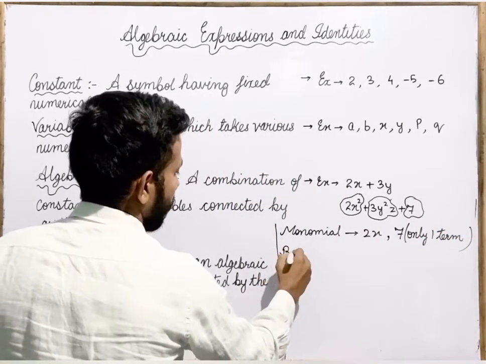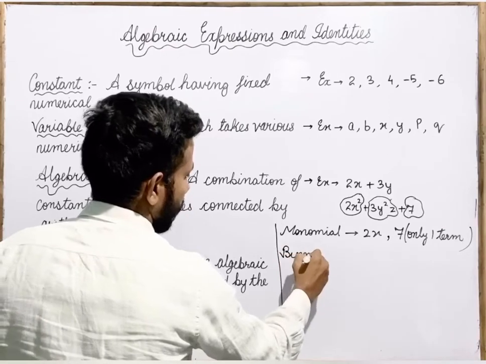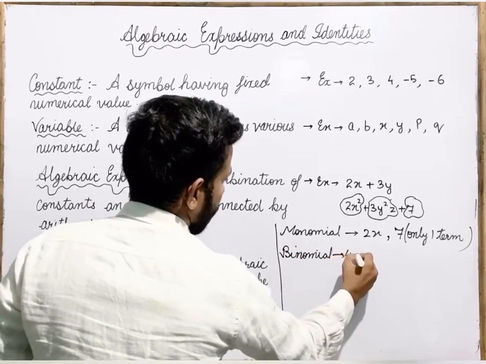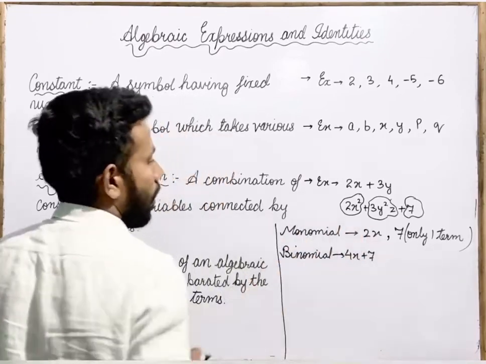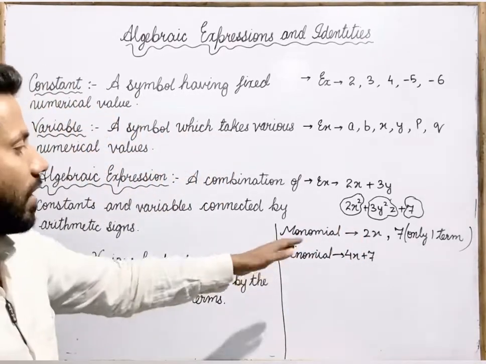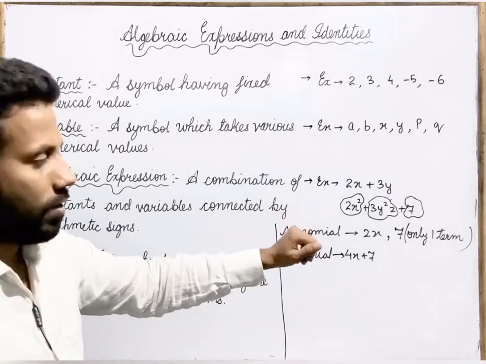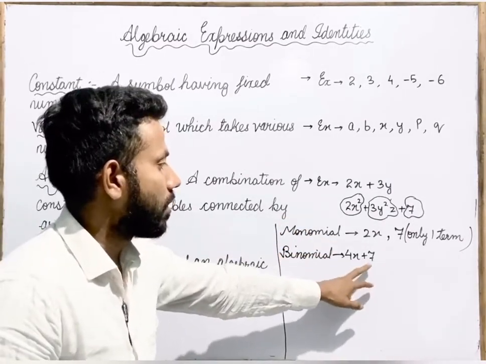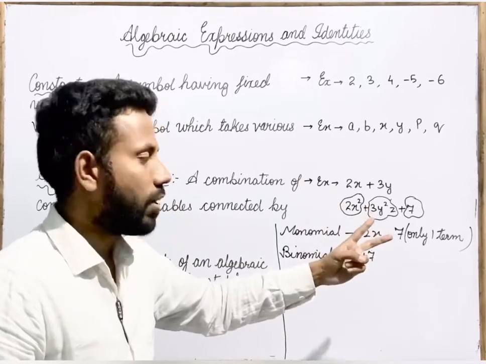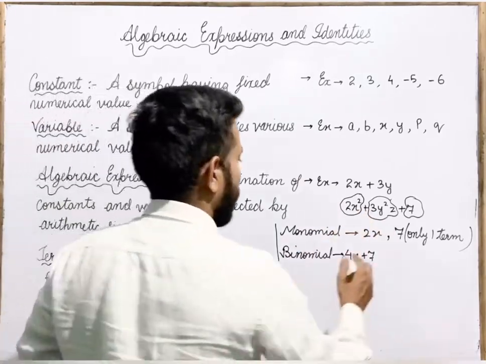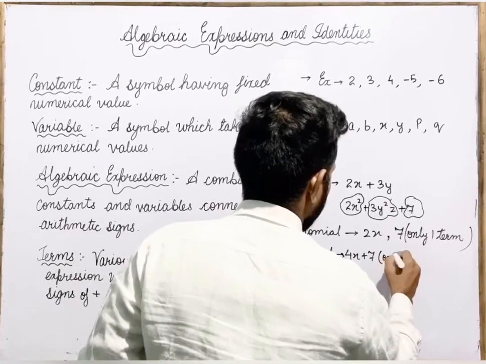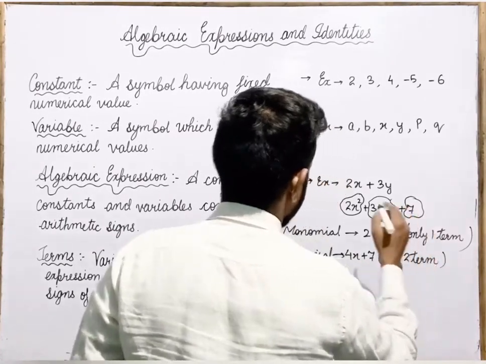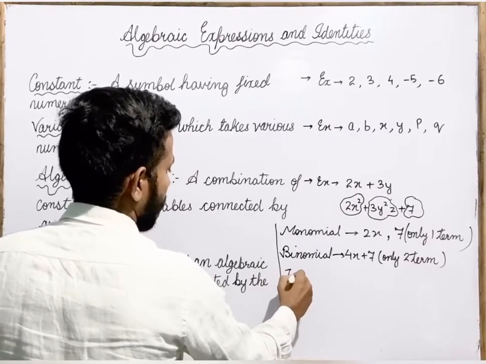Binomial. 4x plus 7. How many terms does this algebraic expression have? Look, 4x plus 7. One term is this and one term is this. So it has 2 terms. So this is a binomial. Only 2 terms.